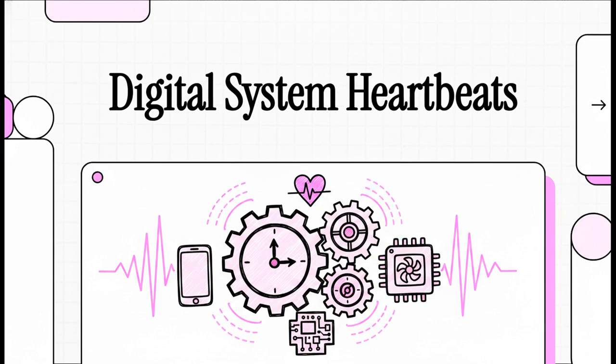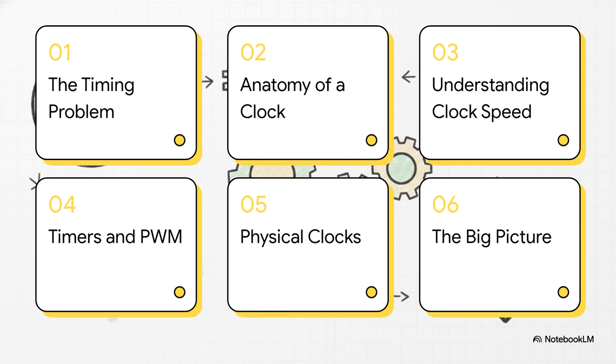It's literally the heartbeat keeping our incredibly chaotic digital world perfectly synchronized. Without it, your smartphone wouldn't function, GPUs couldn't process graphics, and embedded systems would, well, they'd just crash. All right, let's dive right into this explainer.